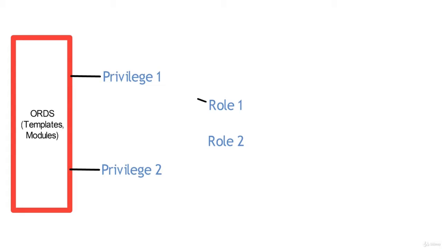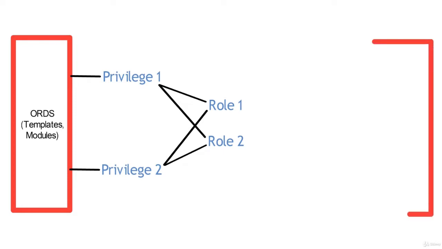And then we are assigning the roles to this privilege and this role to the other privilege. And this is a many-to-many relationship. So each role can be in different privileges and each privilege can have different roles. So that's how it's happening. So this covers the ORDS part.